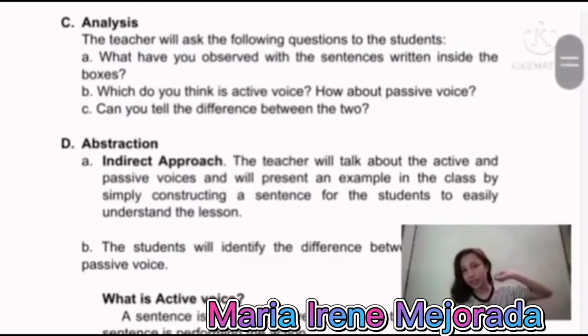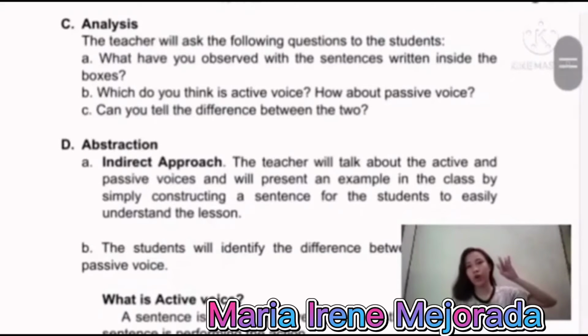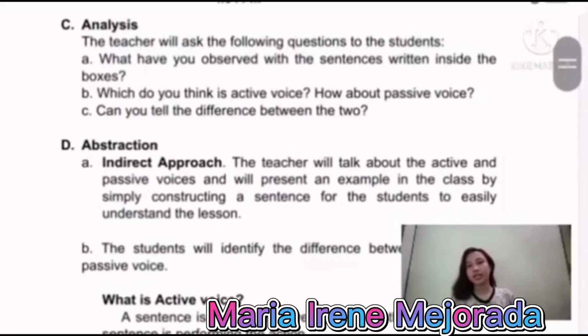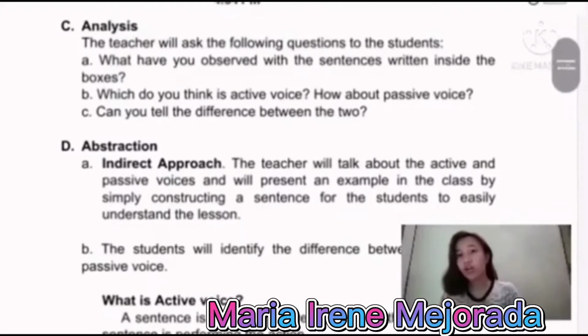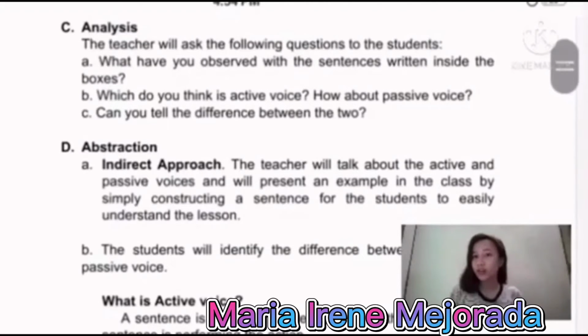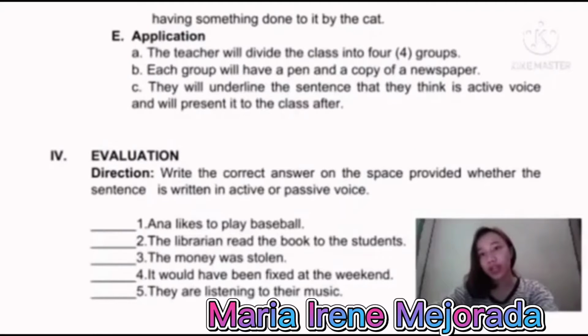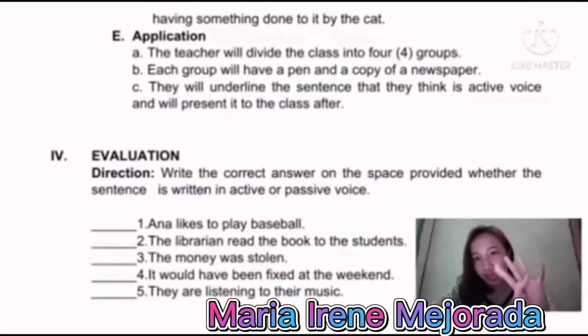Next is the abstraction, which is the third one. Abstraction is a discussion in which you need to elaborate more about what active and passive voice are. The last one in the 4A's is the application.